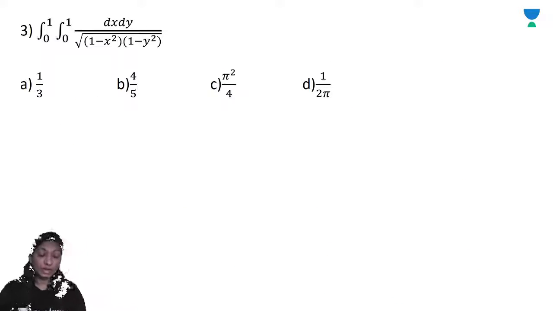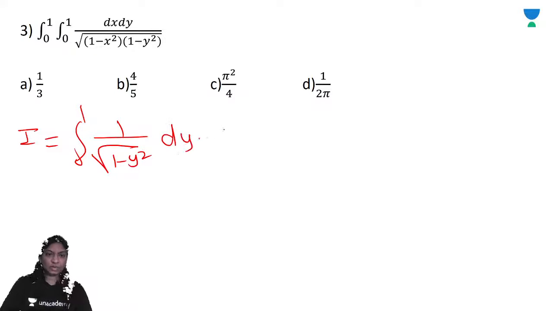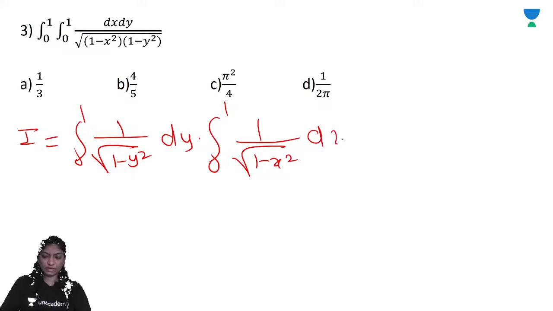Now, integral from 0 to 1, 0 to 1. Now see, you can integrate this separately also because the integral limits are constant, not in terms of a variable. So we can integrate this with respect to x or y. So we will get I is equal to integral from 0 to 1 of 1 upon root of 1 minus y square dy, into integral from 0 to 1 of 1 upon root of 1 minus x square dx.